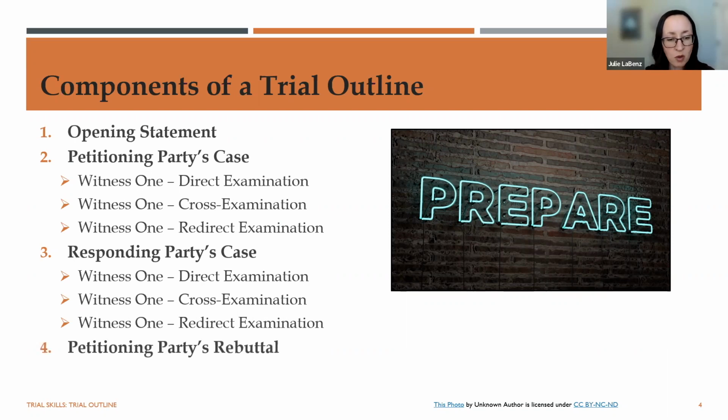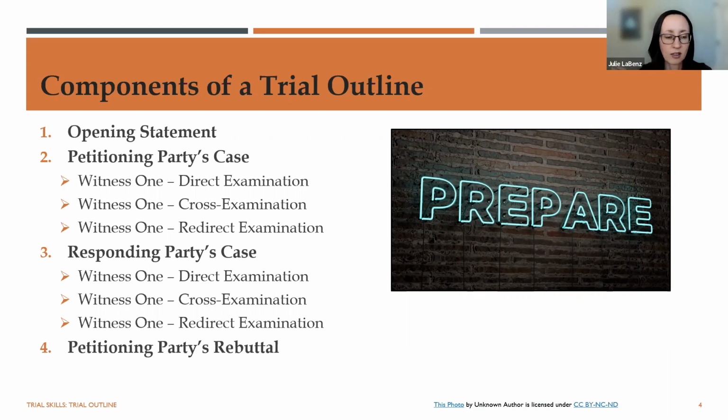Now, once the responding party is done presenting their witnesses, the petitioning party has the option, they don't have to, of calling rebuttal witnesses to the stand. So if some sort of evidence came out during the responding party's case that wasn't mentioned during the petitioning party's case in chief, they can call a witness on rebuttal to provide additional evidence and testimony about something that came up during the responding party's case.